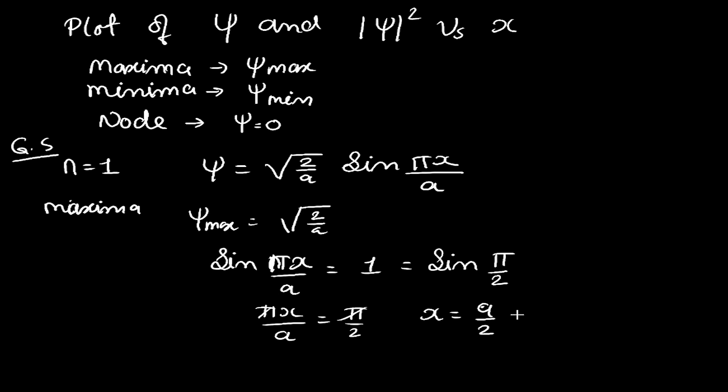So the maxima for n is equal to 1 is when the value of x is half of the length of the box. When we draw it, suppose this is the length x from 0 to a, then this will be our a by 2 point, and this will be our maxima. And over here we won't have any minima, and we won't have any node either, for n is equal to 1.